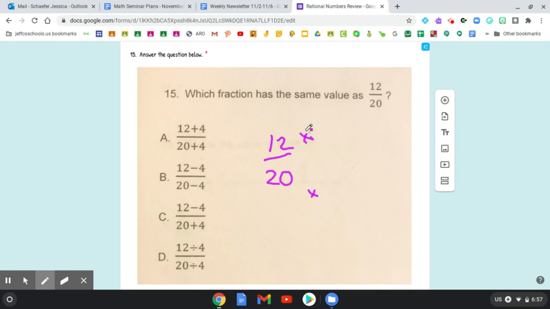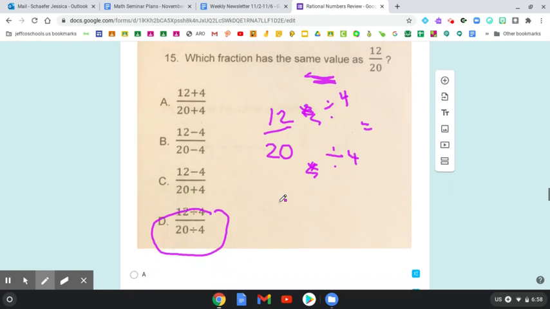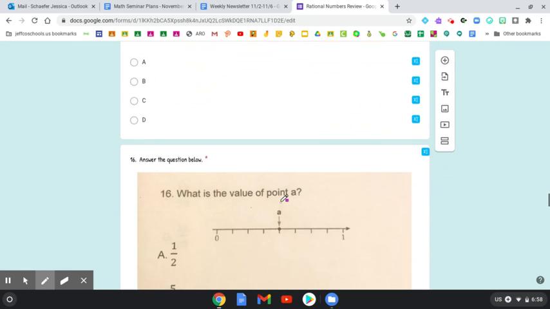And it also works with division. These have a common factor of 4. So you could divide top and bottom by 4 to get a fraction that is equivalent, has the same value. And so we want D. It only works when we multiply or when we divide, not with addition or subtraction. I have to do it with multiplication or division for equivalency.